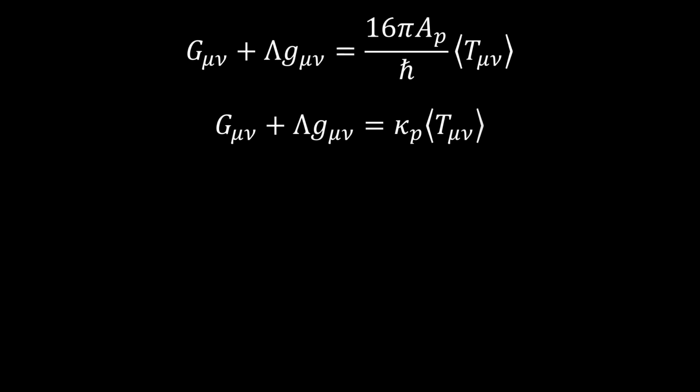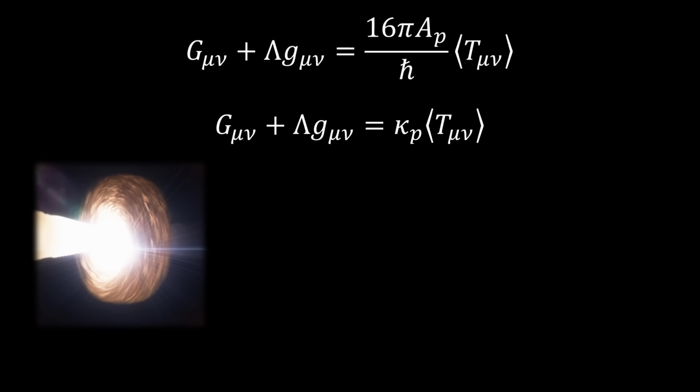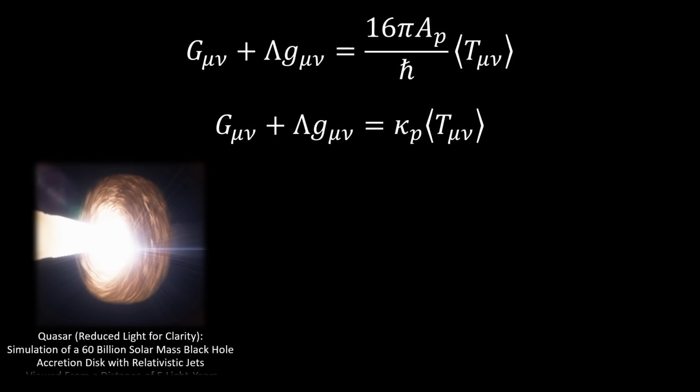We can condense that constant. We'll call it the Einstein-Planck constant. On the left here, we see a picture, or a simulation rather, of a quasar, reduced light for clarity of course. It's a simulation of a 60 billion solar mass black hole, the accretion disk more particularly, with relativistic jets viewed from a distance of 5 light years away.